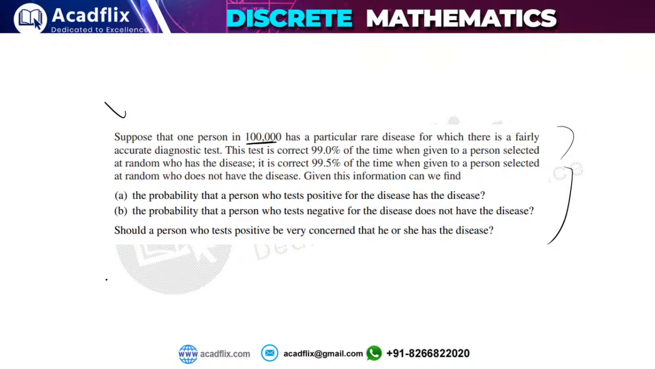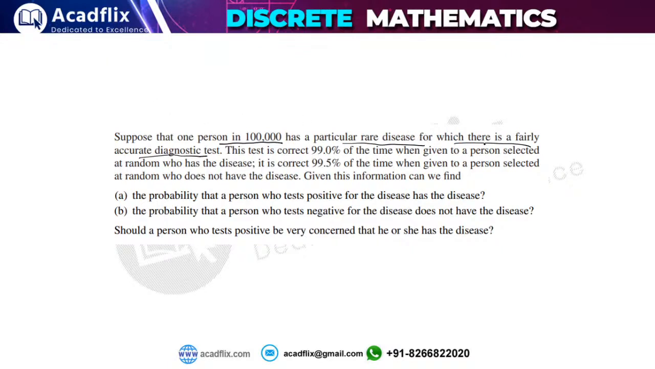Okay, anyway let me solve it. This is the last question in these slides. He's saying, suppose that one person in 1 lakh has a particular rare disease for which there is a fairly accurate diagnostic test. Like the COVID is going on, so this makes sense. So one in 1 lakh has a particular rare disease. So you have 1 lakh people, and out of those people, one person has this disease.